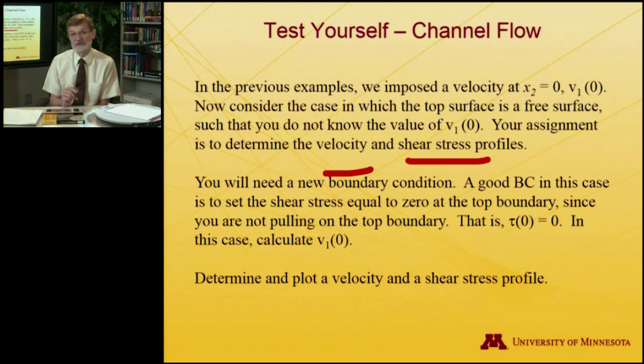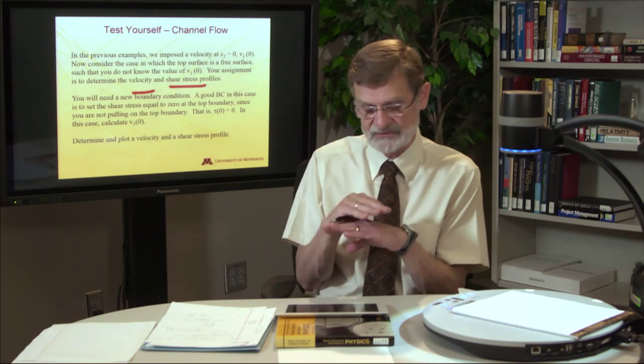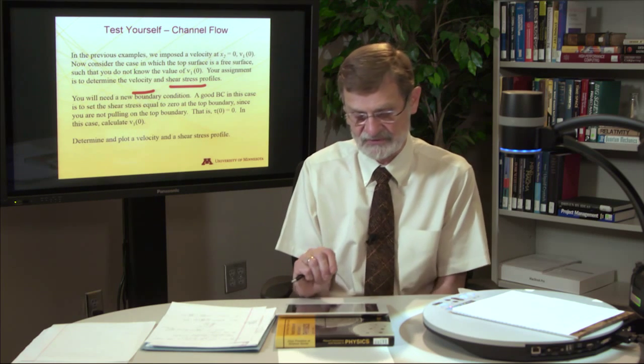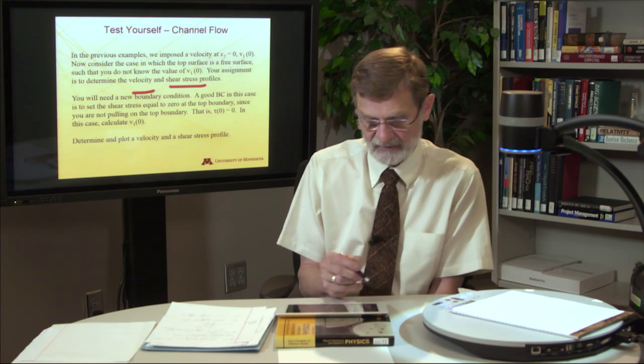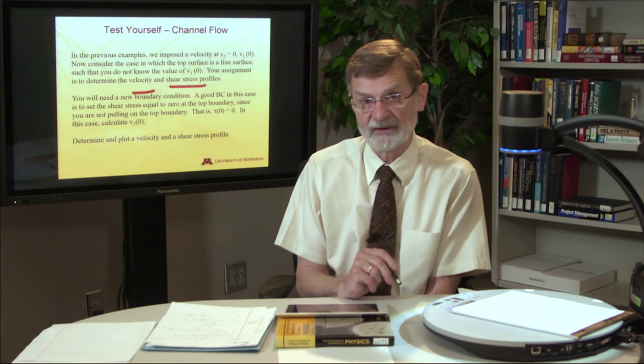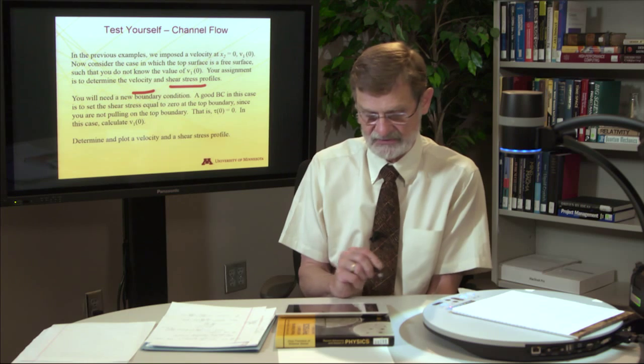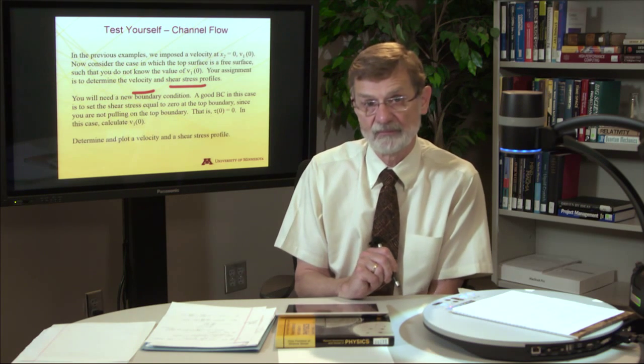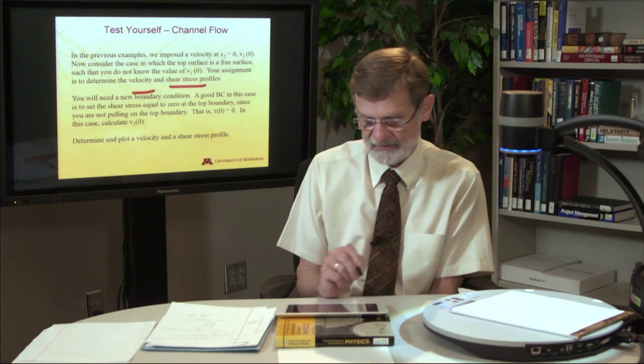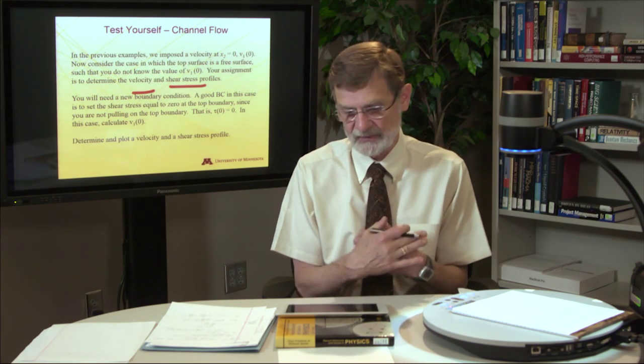And a good boundary condition to use in that case is to set the shear stress at the top surface equal to 0, because you're not dragging the plate across the top, so there's no shear stress. It's a free surface, no shear stress at the top. And use that as a way of calculating what the velocity at the top should be. And once you do that, you can bootstrap yourself to getting the shear stress. So think about that problem. We'll talk about it more in class, but give us some serious thought so that we can attempt to work through that situation in class.